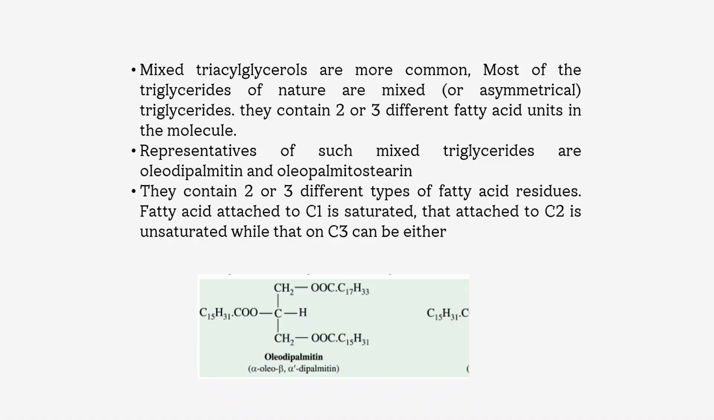Whereas the other type of triglycerols are mixed triglycerols. By the name we can understand that they are made up of different fatty acids. They contain 2 or 3 different fatty acid units in the molecule. Representatives of such mixed triglycerides are oleodipalmitin and oleopalmitostearin. You can see that one contains olein and 2 palmitin, and the other may contain 1 olein, palmitin and stearin. So they contain 2 or 3 different types of fatty acid residues.